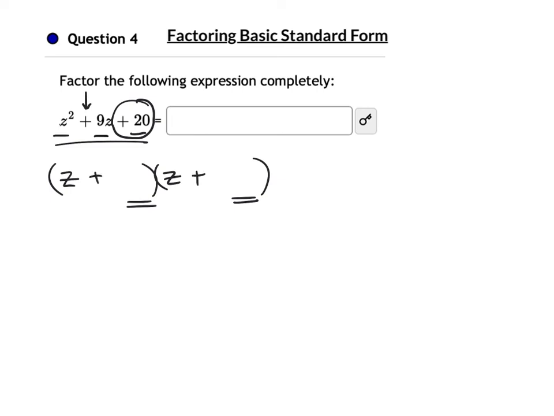I need factors of 20 that add to 9. 1 times 20, 2 times 10, 4 times 5. Oh, there they are, 4 and 5. It does not matter where you put them since both signs are the same. Z plus 4 times z plus 5 is the same thing as z plus 5 times z plus 4.